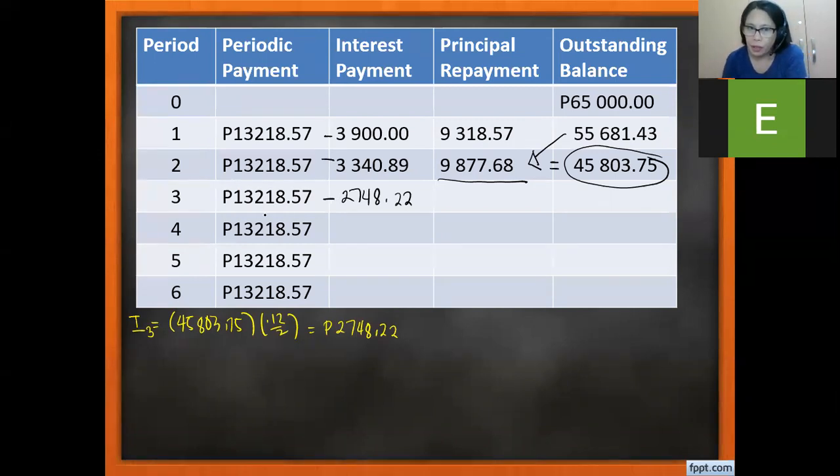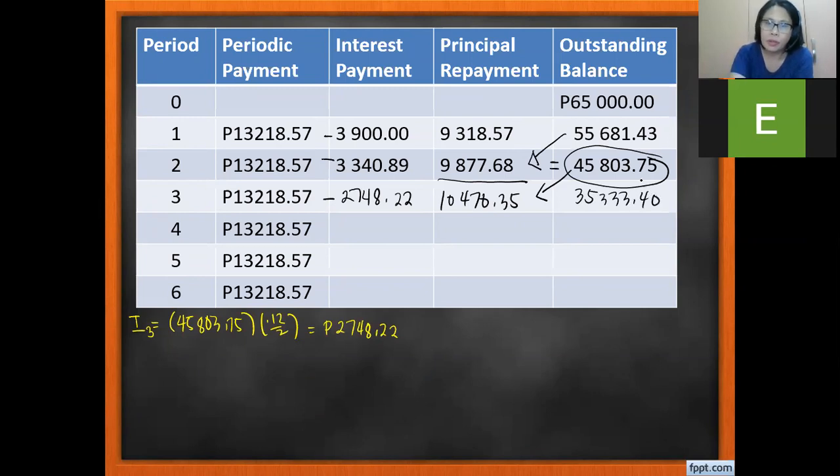And then subtract this from the periodic payment. In your calculator, enter 13218.57 minus answer. So you have 10,470.35. And then subtract the payment from the outstanding balance. So you will have to input 45,803.75 minus answer. So you'll have 35,333.